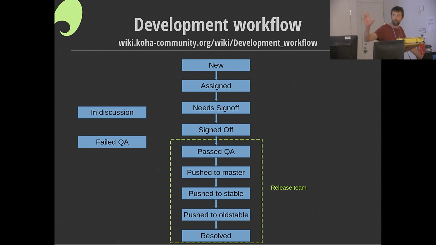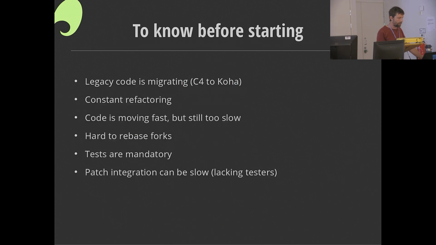And at this stage, only the QA team is allowed to pass QA. Failed QA means that the patch doesn't work. Anybody can set this status. The release manager decides to push to master or not. Eventually, the patches are backported into stable branches, and at the end, we close the bug report.